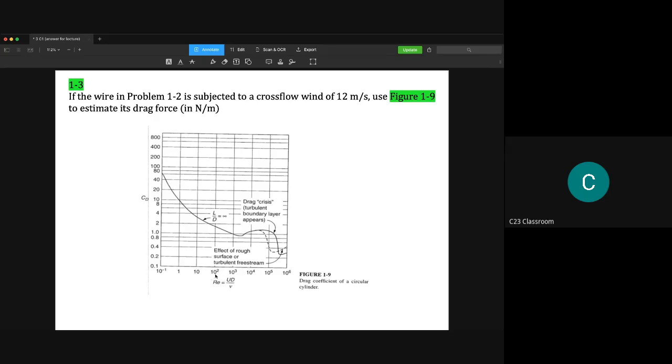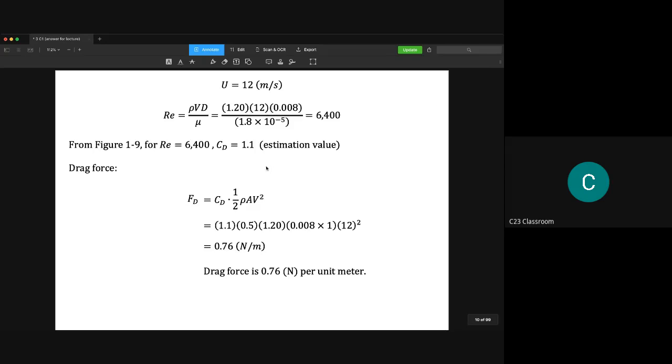Please be careful, but sometimes in a table or in a chart, they will give you the scale as a log scale like this. So this is 1, this is 10, this is 100, this is 1000, and this is 10,000. So this 6,000 might be something here. I just estimate this might be around 1.1 or 1.0, so it's okay. I just take the CD as 1.1, and then I substitute in the equation.